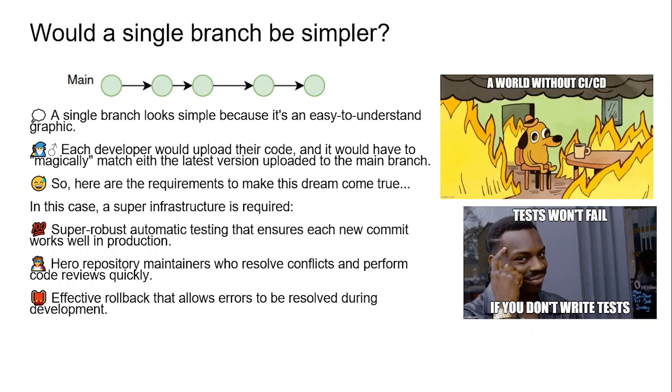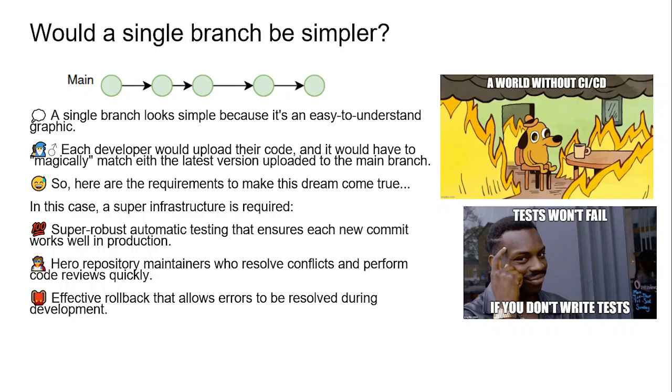To say it in a nutshell, we need a super infrastructure. What do I mean by a super infrastructure? I sum it up in these three points. First, we need super robust automatic testing that ensures each new commit works well in production. We don't want to put anything that is not working here because we have only one branch, so everything that goes here needs to work, and we need super robust automatic testing that checks that what we are pushing is actually working.